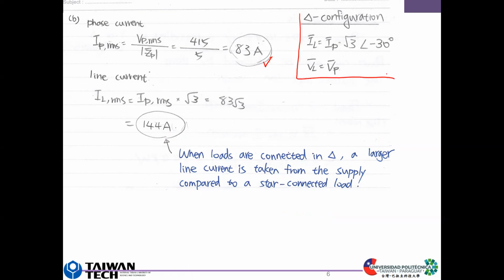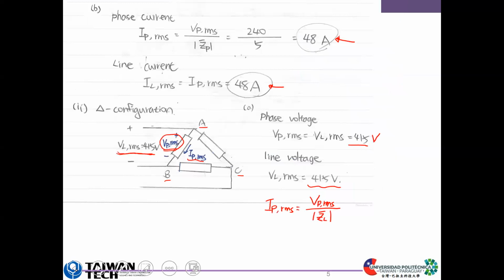Then we can calculate the line current following the formula. Since the line current is square root of 3 times larger than the phase current, we have the phase current in RMS value multiplied by square root of 3, which is 83 times square root of 3, which is 144 amp. So the line current here, I_L,RMS, is 144 amp.